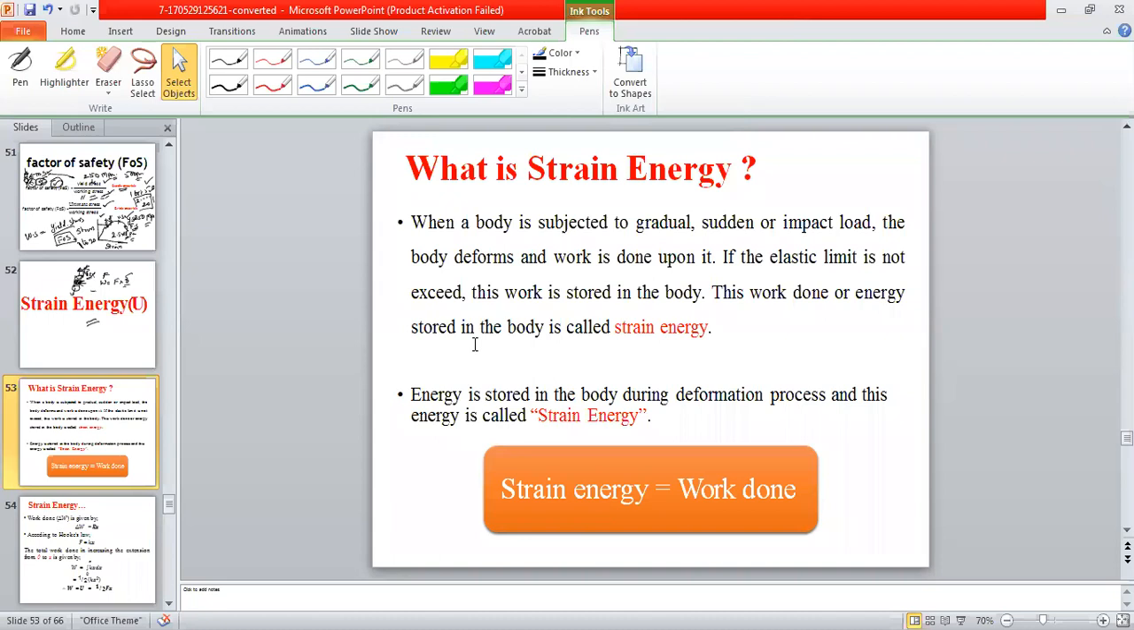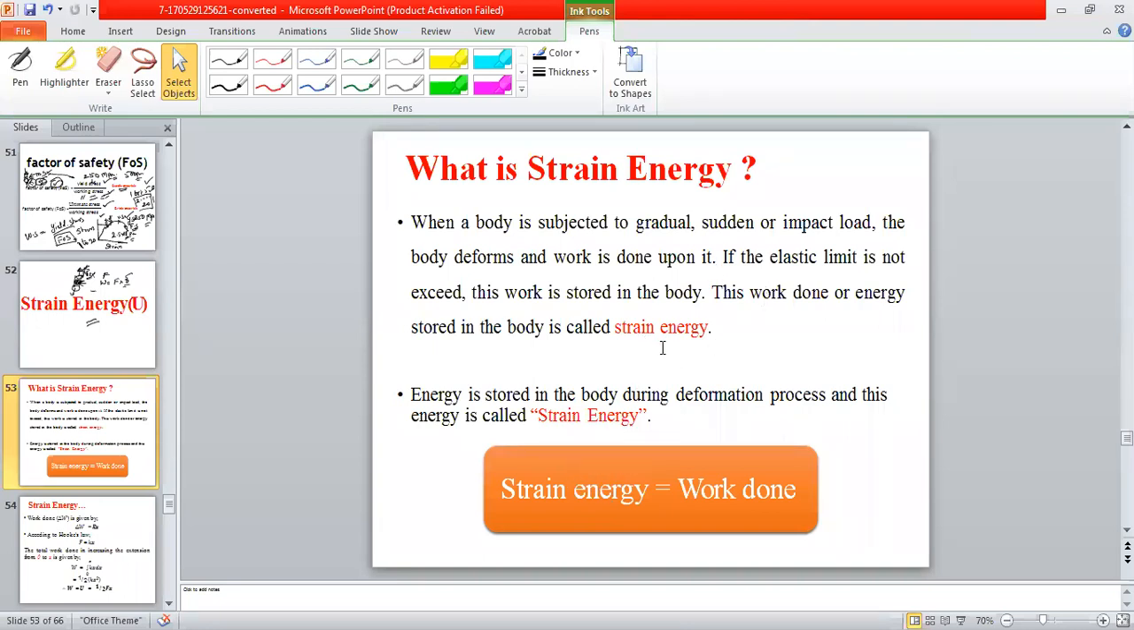Chandu, you can continue. Okay. So the strain energy is nothing but whatever external work done is applied on the body, which is equal to the internal energy in that body. We need to calculate the external work done on the body, which is equal to the internal resisting energy in the body.